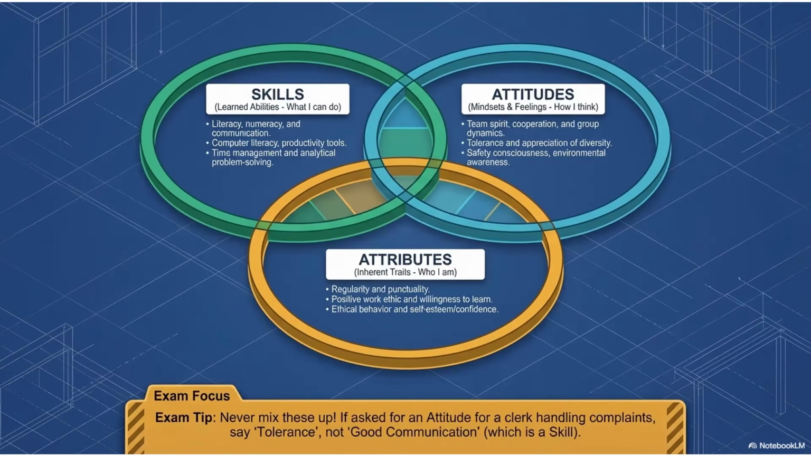Look at this example here. If they ask for attitude for a clerk handling complaints, tolerance will be our attitude. Right? If they say communication skills, that's a skill, not an attitude. Right? If they say they're willing to learn how to communicate with clerks better, how to communicate with customers better, then that is an attribute. Try not to mix up skills, attitudes, and attributes.